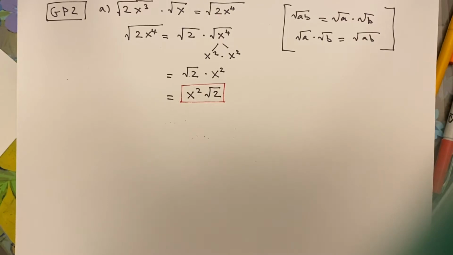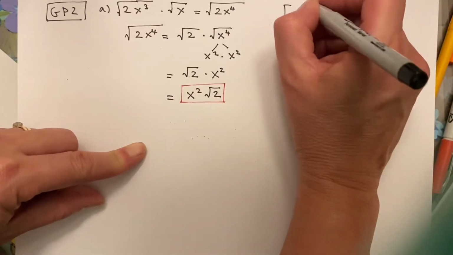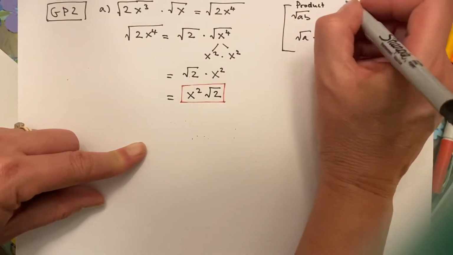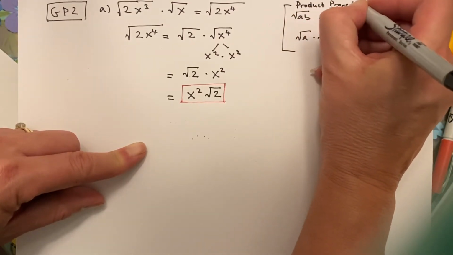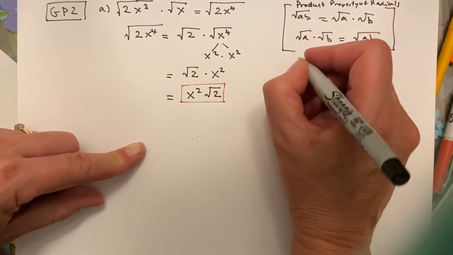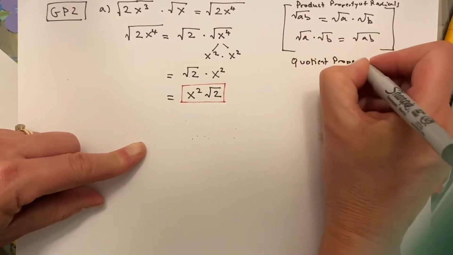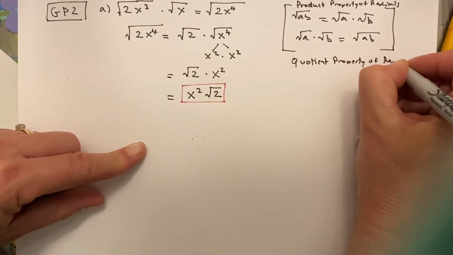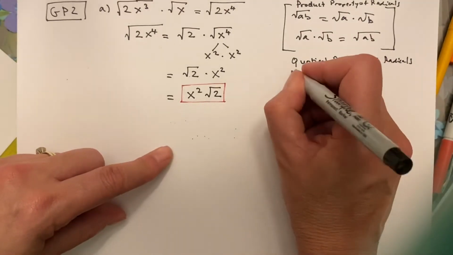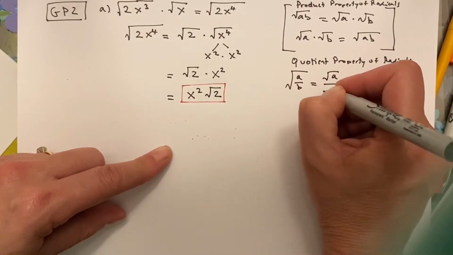We're not going to do part B quite yet because this was the product property of radicals. I'm going to sneak those words up here because I don't have a lot of space. But there's also a quotient property of radicals. That property says that the square root of A divided by B equals the square root of A divided by the square root of B.